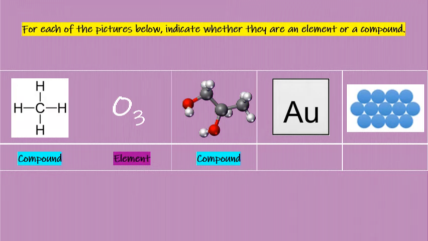Au. What is this? This is the symbol of gold. Perfect. It's an element.